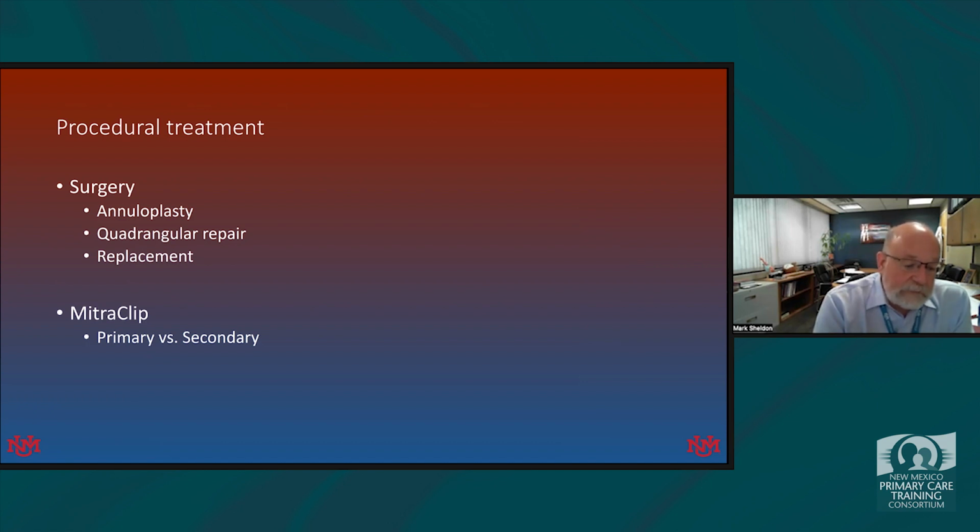And then there's the mitral clip. Again, I alluded to this already. Primary MR is more amenable to the mitral clip use, but for secondary, there are still some pretty firm believers that this may be something for the future for those patients as well.